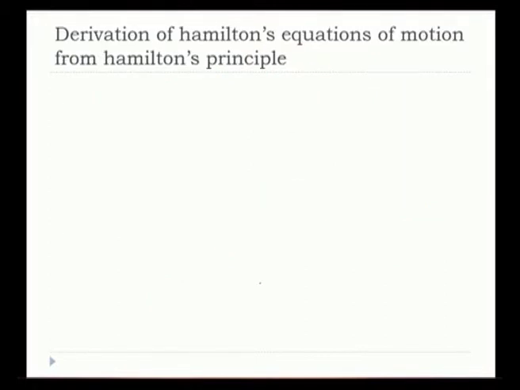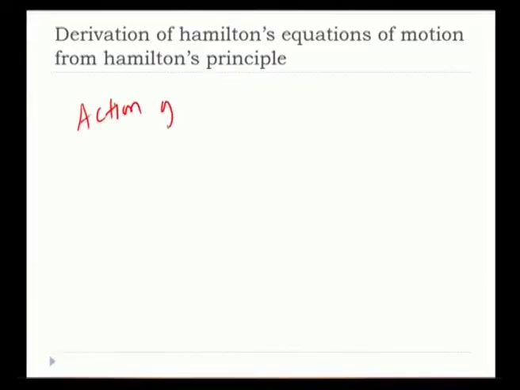Next, derivation of Hamilton's equations of motion from Hamilton's principle. In the previous section we obtained the canonical equations of motion. Now from Hamilton's principle itself we are going to get the Hamilton's equations of motion. To do that, first we need to find the action of a particle. Action of a particle is the concept we need to assume.